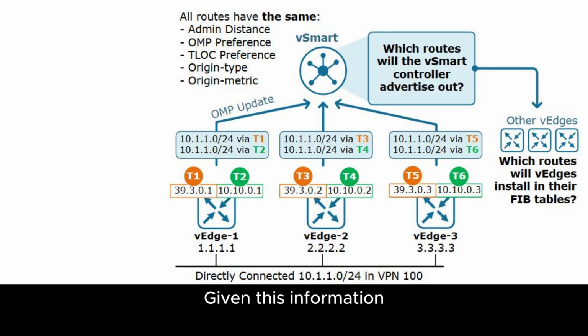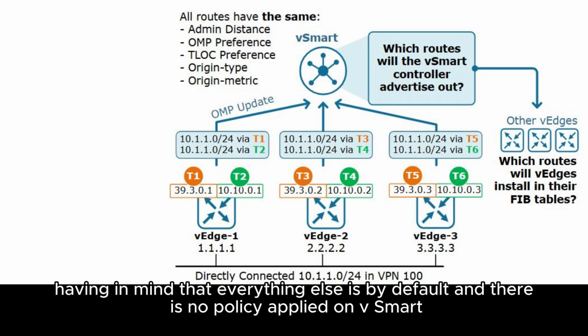All routes have identical values for ADD to 50, OMP preference 0, TLOC preference 0, origin type connected, and origin metric 1. Given this information, try to answer the following question, having in mind that everything else is by default and there is no policy applied on vSmart.